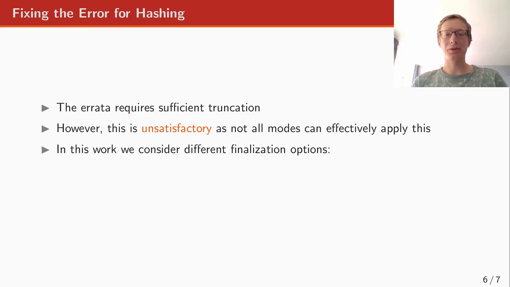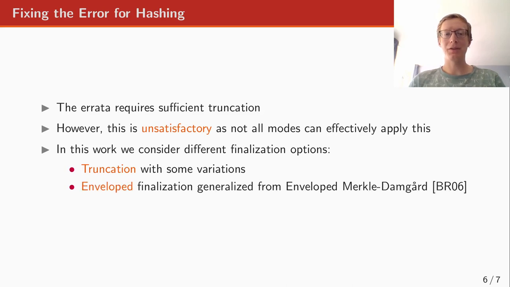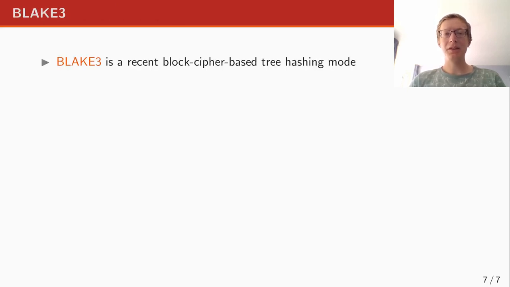So in this work we consider three other finalization options. The first one is truncation again, but then also with some interesting variations. The second one is an enveloped finalization, which is a generalization of enveloped Merkle-Damgård. And the third one is a feed-forward. The major application is BLAKE3, which is a recent block-cipher-based tree hashing mode.